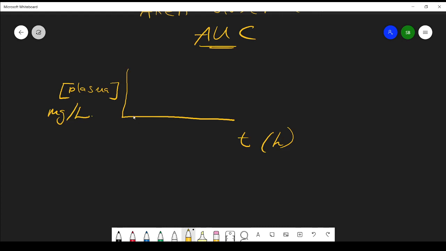And what you would usually find, of course, is you give someone a drug, it goes up, then it gradually goes down as the drug gets eliminated. So you might do that in the presence of food. Sorry, no presence of food I'm talking about. So this would be oral.